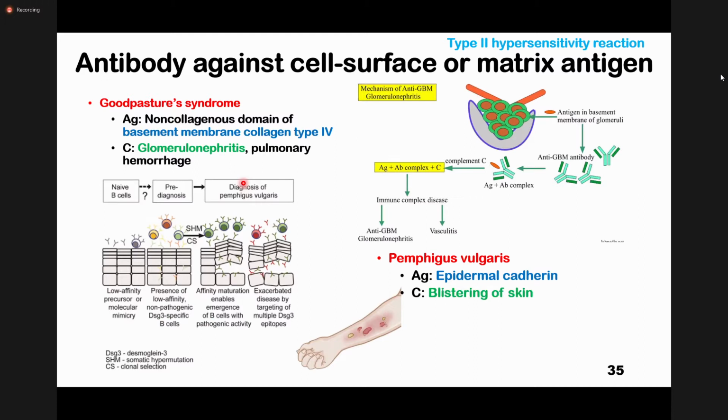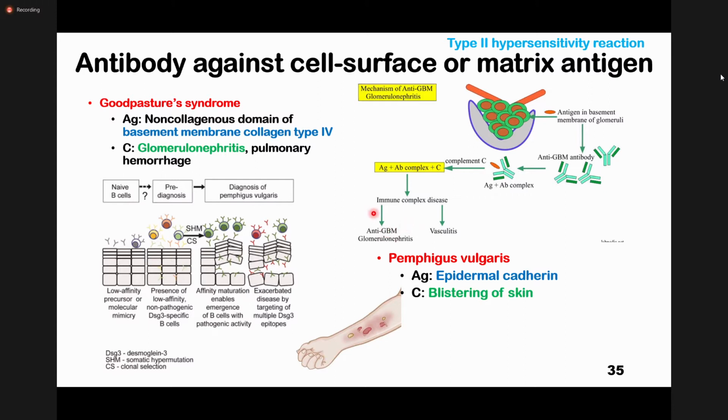And then there are autoantibodies against cell surface or matrix antigens. This is also type 2 hypersensitivity. A good example I have mentioned is Goodpasture syndrome. It basically focuses on the lungs and kidneys, okay? For example, in the glomerulonephritis in the kidney, here is the antigen in the basement membrane of the glomeruli causing the formation of the complex which activates the complement, causing glomerulonephritis, okay, or vasculitis.